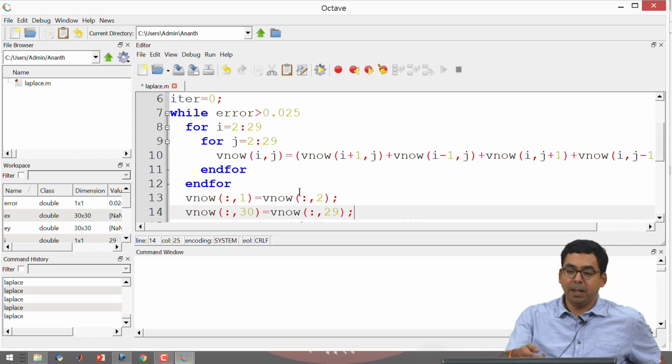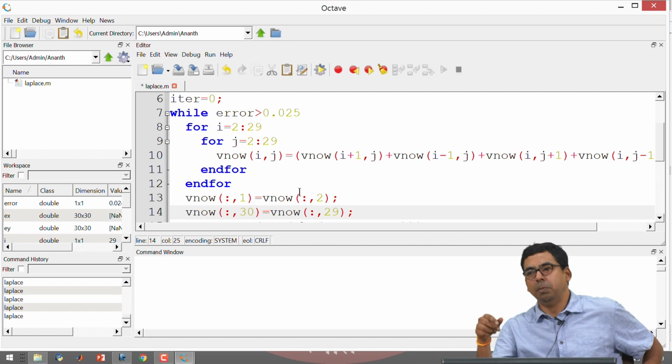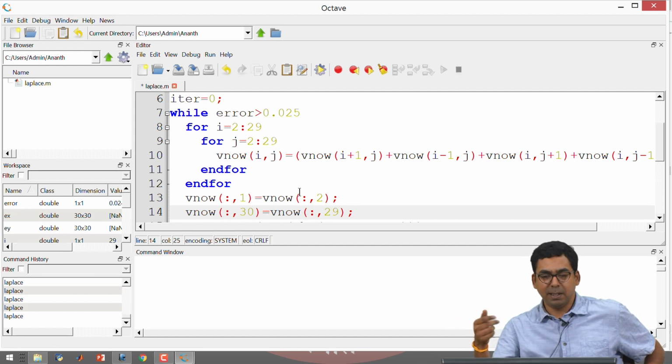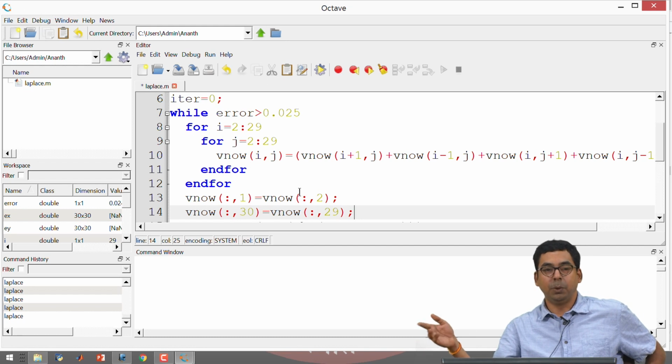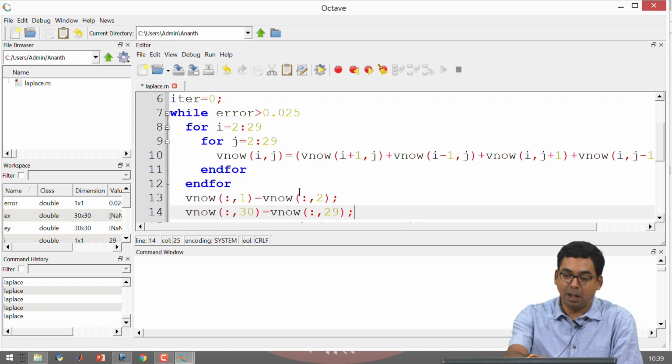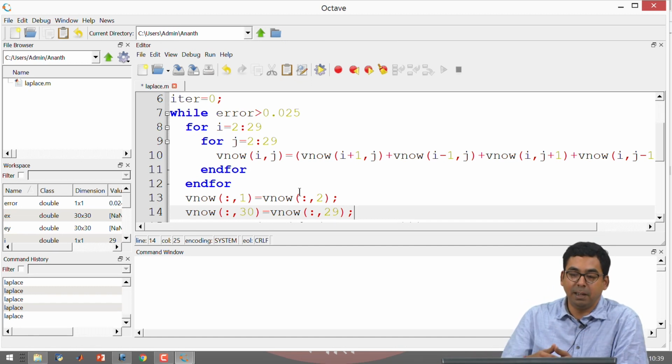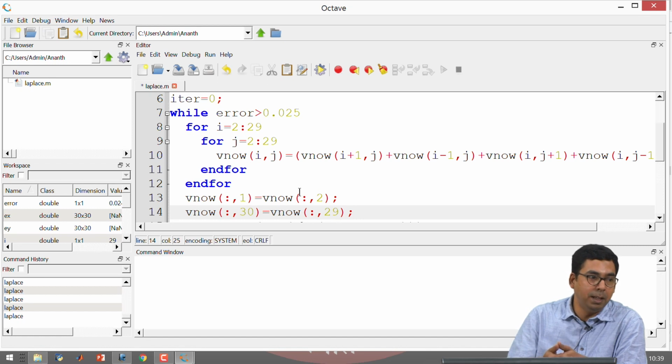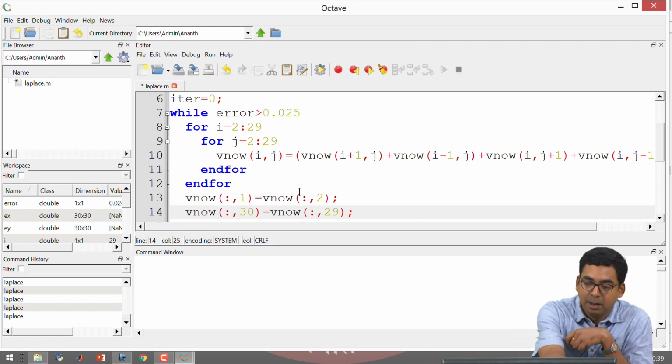When people begin, they write the boundary conditions within the loop, which is also perfectly fine. You can say that for i equal to 1 to 30 and j equal to 1 to 30, if i is equal to 1, you can write some boundary condition. If i equal to 30, you can write another. Or we can say that if j is equal to 1 or j is equal to 30, you will have another statement which will tell you what V now should be equal to.